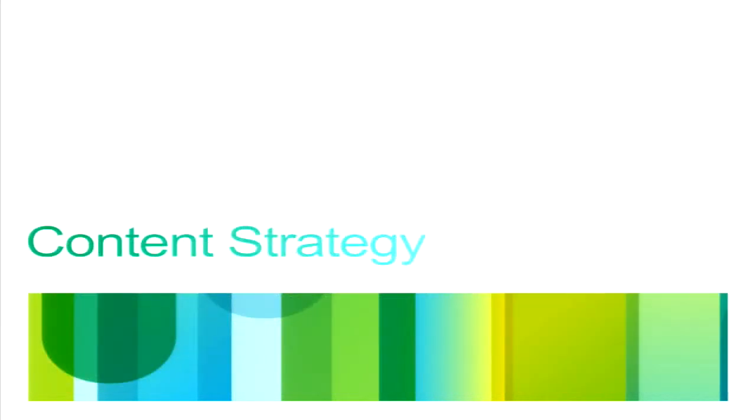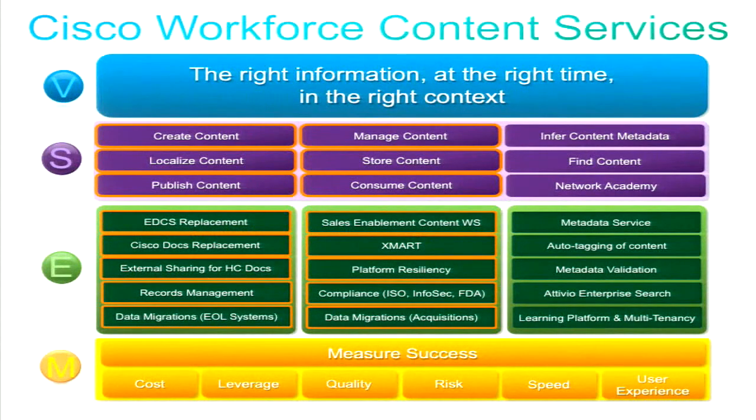So we want to look at our content strategy. We operate using something called the VSEM. So we have vision, strategy, execution, and then all of our metrics around that. So our vision for content is to have the right information at the right time in the right context. Give people the information that they want. Don't make them wade through information that they don't want, and so forth.